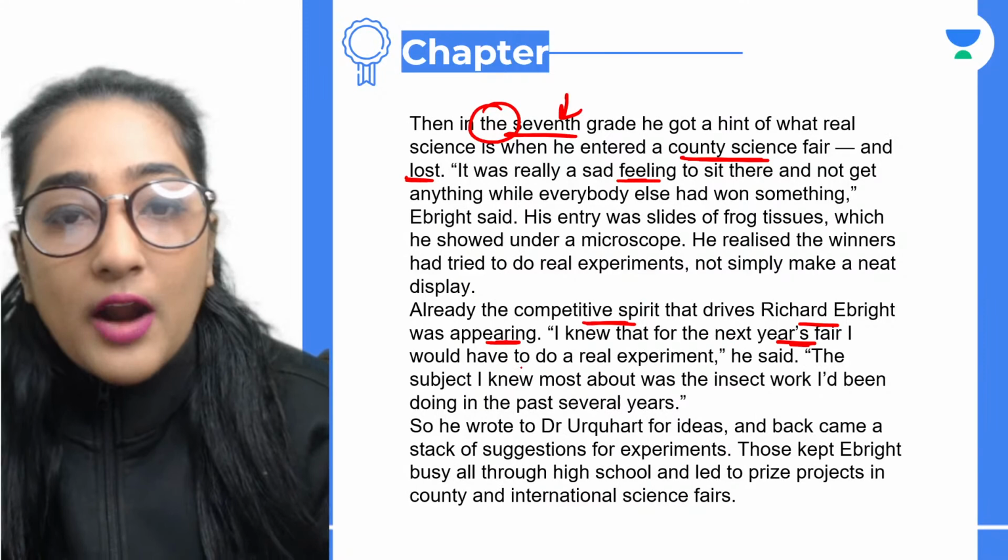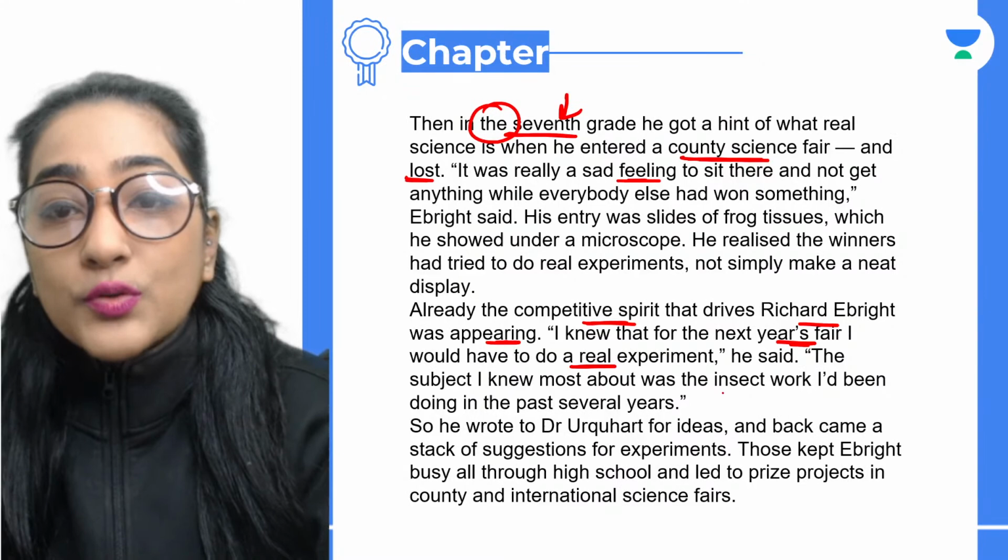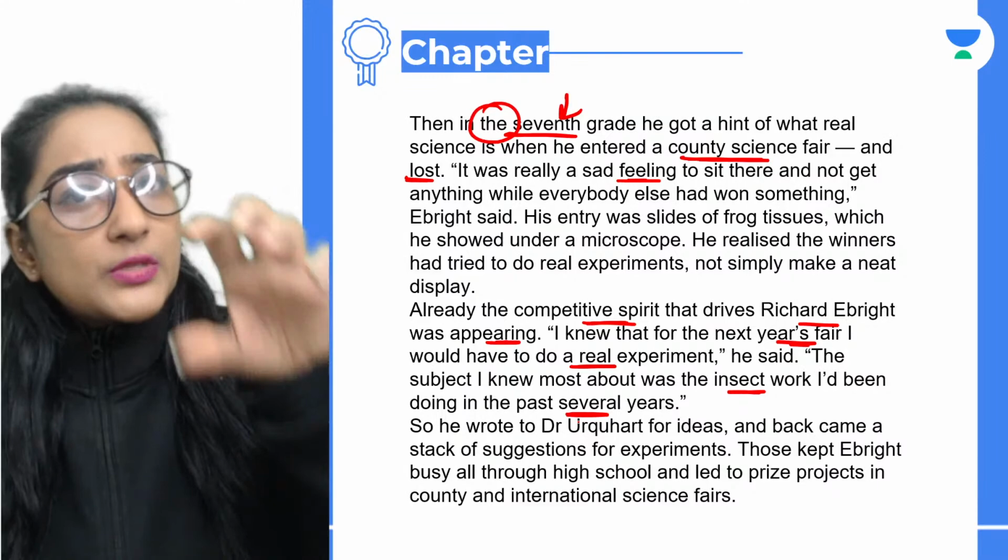Now he was sure. अगले साल जो मेला होने वाला है, उसमें मुझे real experiment करना ही पड़ेगा. So the subject I knew most was about the insect work I had been doing in the past several years. Now he's like, जो मुझे सबसे अच्छा पता है वो मुझे पता है about insects, and butterfly is an insect.